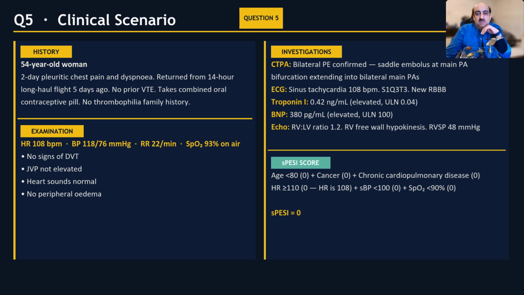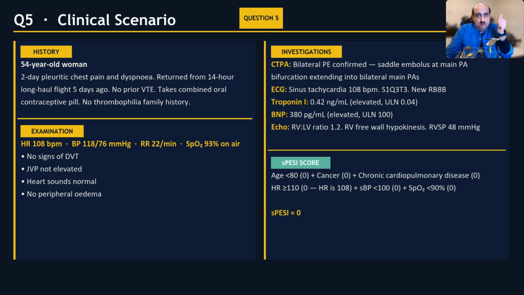The investigations reveal that she had an urgent CT pulmonary angiogram, which revealed bilateral pulmonary embolism, saddle embolus at the main pulmonary artery bifurcation extending into both main pulmonary artery branches. ECG showed sinus tachycardia with 108 beats per minute, S1Q3T3 pattern, and a new right bundle branch block. The troponin I was elevated, around 10 times the upper normal limit, at 0.42 nanograms per mL. Pro-BNP was 380 picograms per mL, almost 4 times the upper normal limit.